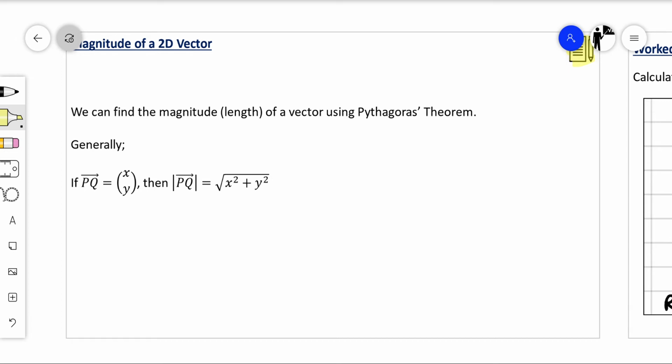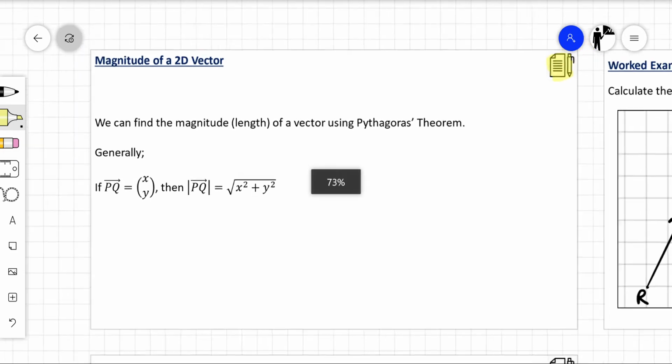So in that last video, this is video 2 on vectors, we looked at how to name vectors, how to write them as column vectors, and how to draw them. Today we're going to learn how to work out the length of them. Essentially what we do is we link it into Pythagoras. Pythagoras is what we use in right angle triangles to work out the length of the hypotenuse or a smaller side. And we can apply that here to work out the length of a vector, or the magnitude of a vector.